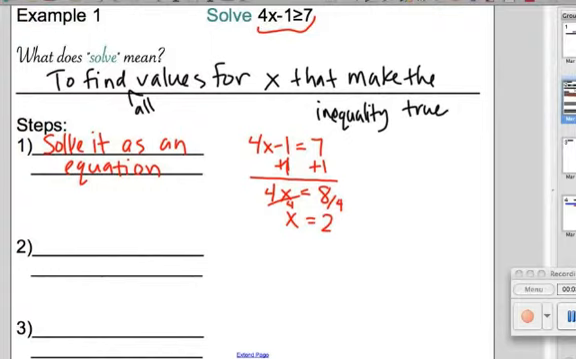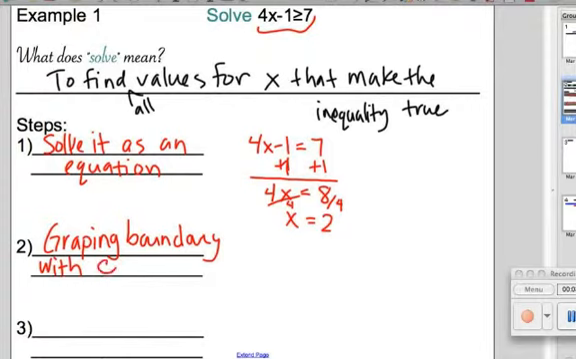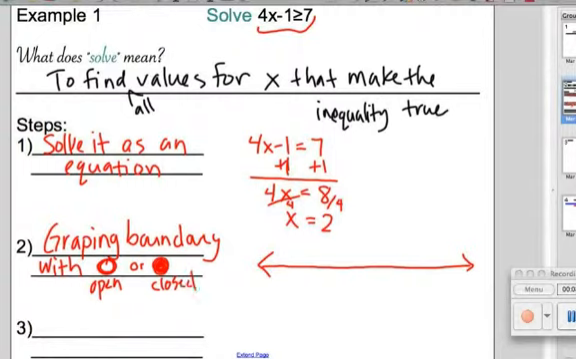Step 2 is to start by graphing the boundary, or the solution to your equation, with a circle that's open or a circle that's closed. Remember, we're going to make a number line to describe our solution set, and our number line is going to have an open circle, and this is called a closed circle.